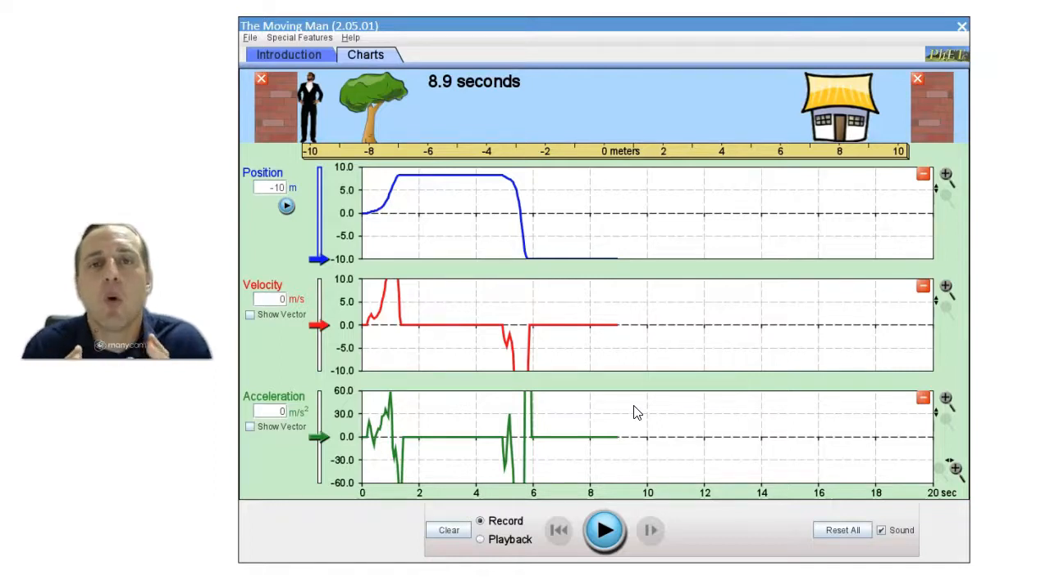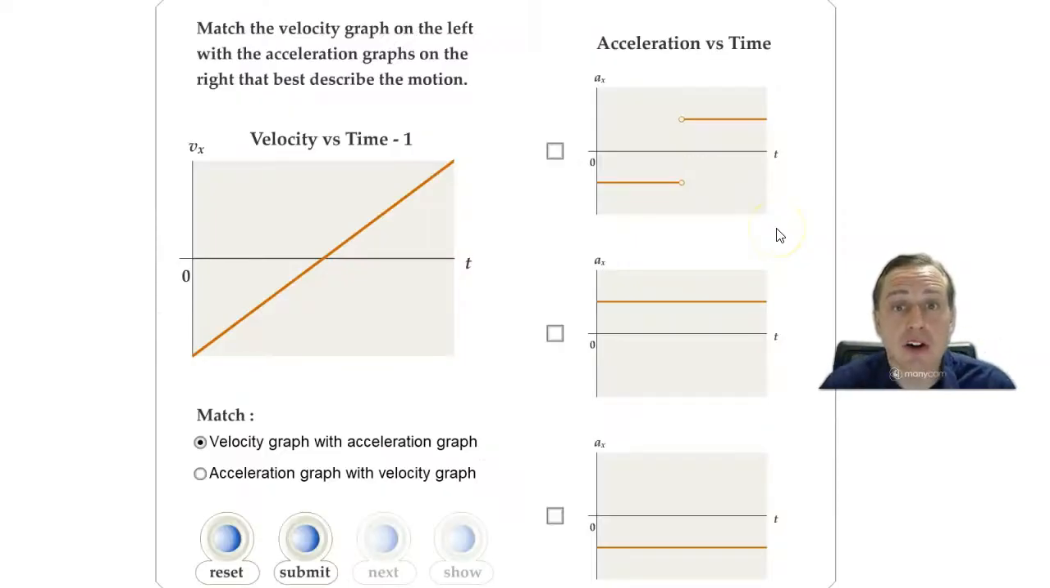Let's take a look at these graphs one more time, but this time let's try to match some graphs up. That is to say, let's be given sample graphs and see if we can come up with the other graph. So we'll be given velocity graphs, we'll have to match them up with the corresponding acceleration graphs, or vice versa. So now what I have here is a velocity versus time graph, and we need to match it up with the acceleration versus time graph. So we have three choices here, and we can click on the little radio bullet and submit, and then see what happens.